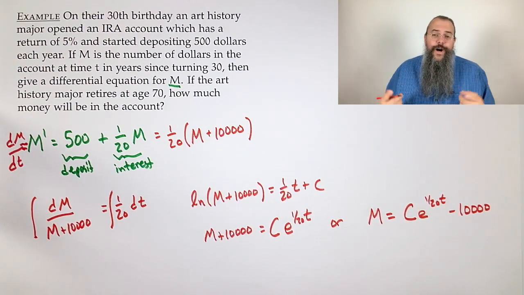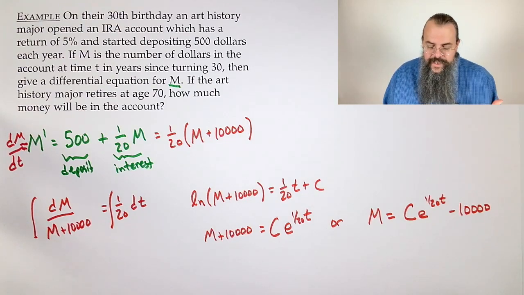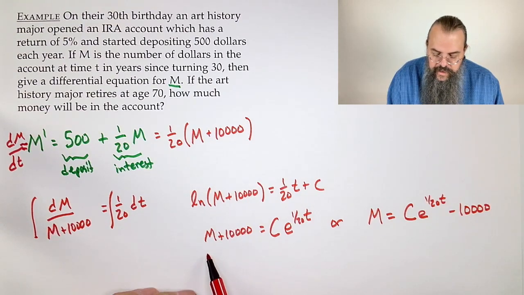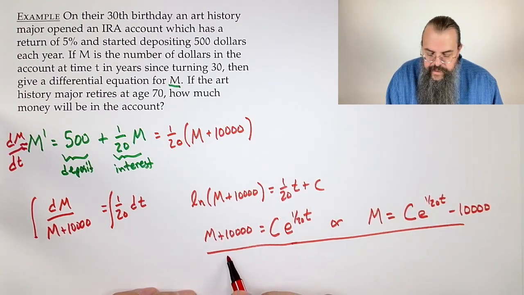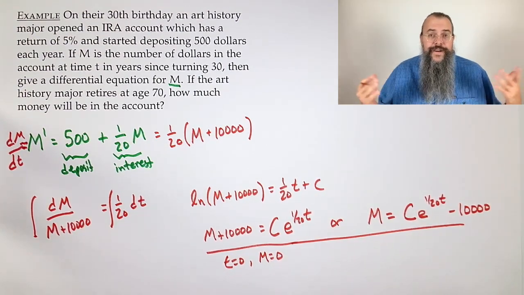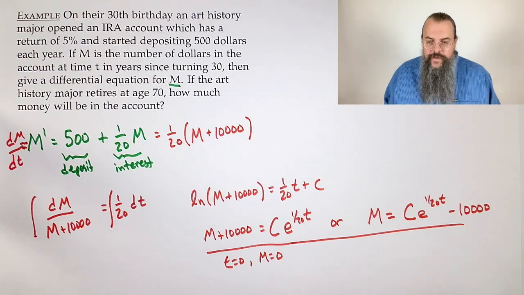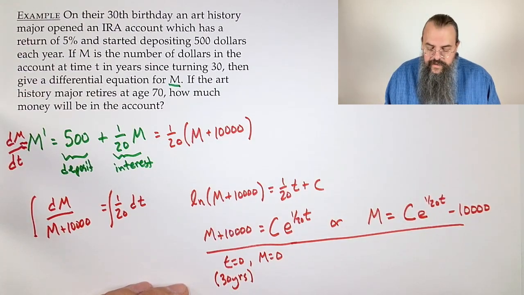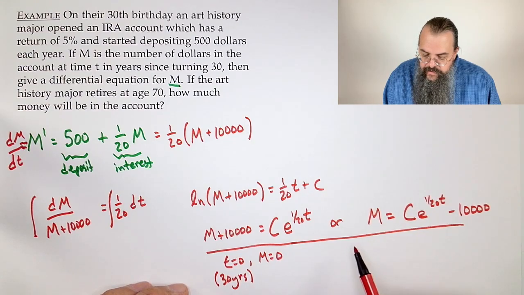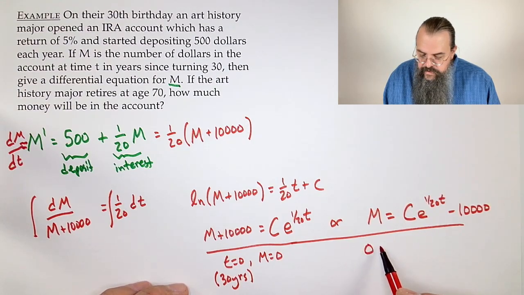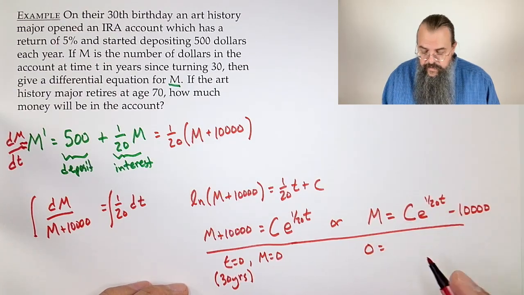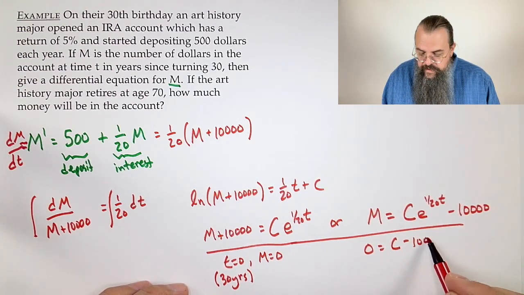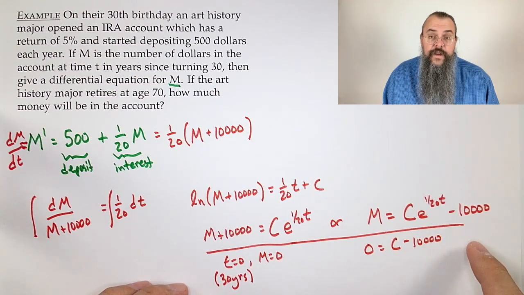Okay, now we're almost there. We just need to figure out C. So what we'll think of is we'll say, look, in the account, we'll say at time equals 0, we'll have M equals 0. So you're opening up the account has 0 at time 0. And by the way, time equals 0 is when they're 30 years old, because that's when they start the account. So we say, okay, great. So we can plug that in and say 0, e to the 0 is 1, is equal to C minus 10,000. And so that tells us C equals 10,000.